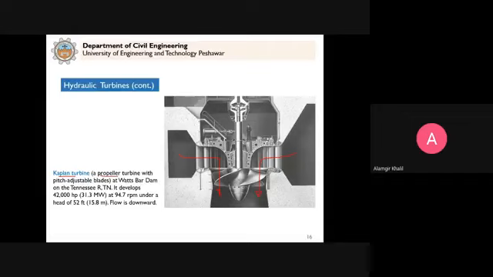Clear? So in this case, when this rotates, it will rotate this shaft, and this shaft will be connected with a generator. So what the turbine did is that it converted the energy of the fluid, hydraulic energy, into mechanical energy in the form of a rotating shaft. And then this generator will convert this mechanical energy into electrical energy.